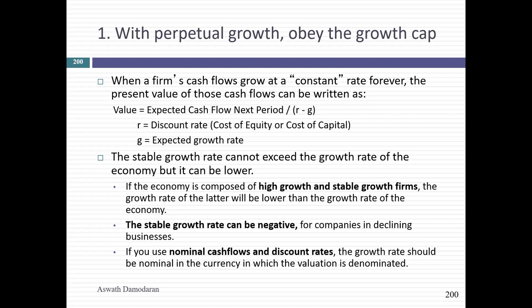The economy is composed of both high growth firms and mature firms, right? If I let every mature firm grow at the growth rate of the economy, then how the heck do I have excess growth for the high growth firms? So the growth rate can be lower. Can it be zero? Absolutely, you can have a zero growth company. Can it be negative?